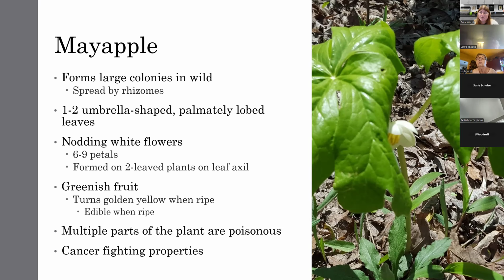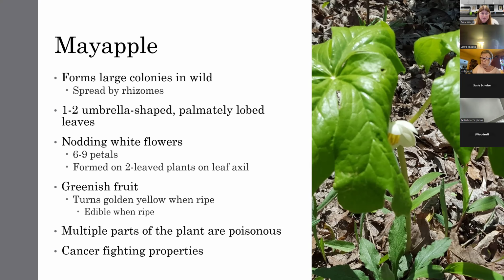And it has those white petals and those yellow reproductive parts. Eventually, that flower is going to give way to a greenish fruit, and that fruit is edible when it is ripe. Okay, you don't want to eat it when it's not ripe. It'll turn more of a golden yellow color, and that's when you'll know you can actually use it. Okay, but don't eat it while it's still really green.